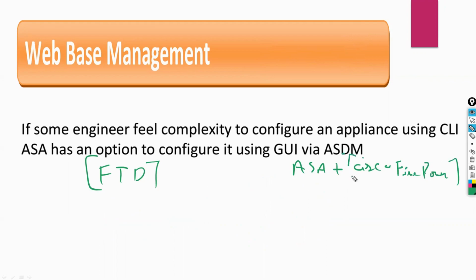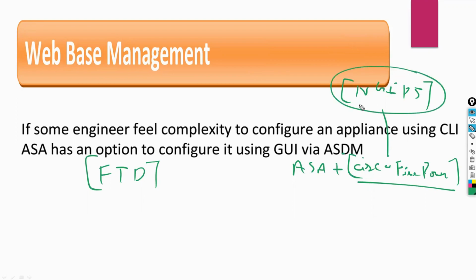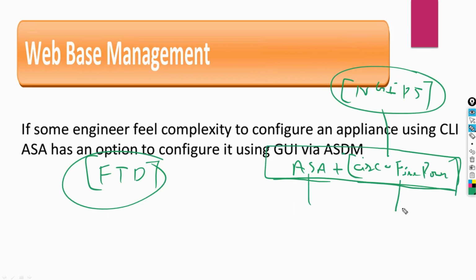What is Cisco Firepower? It's an NG-IPS, next generation intrusion prevention system. So it's an IPS device. FTD is a combination of Cisco ASA and Cisco Firepower. Cisco combined these two engines and created a single box. It's called FTD.